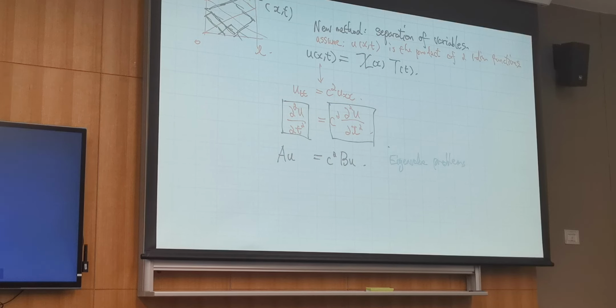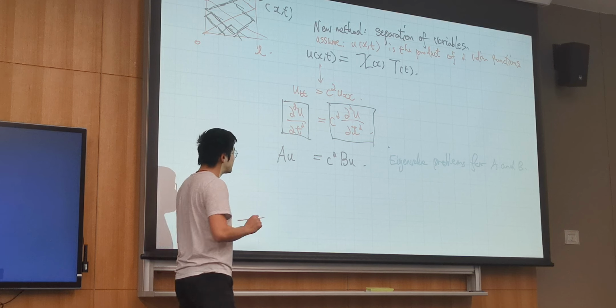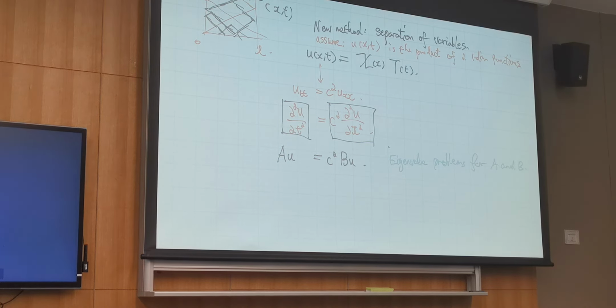Okay, suppose I'm looking into the eigenvalue problems for A and B. First of all, let's say AU equals lambda U, and BU equals eta U.